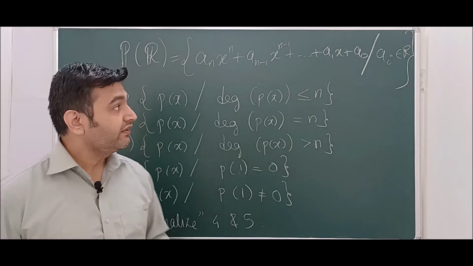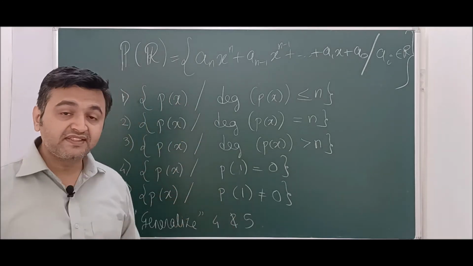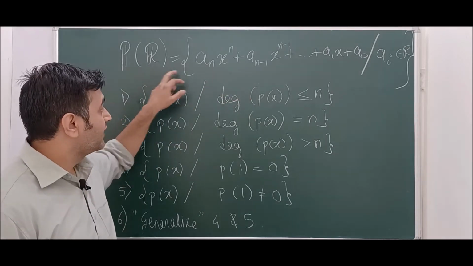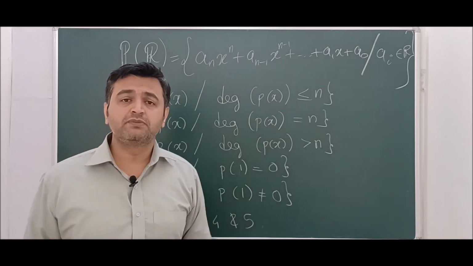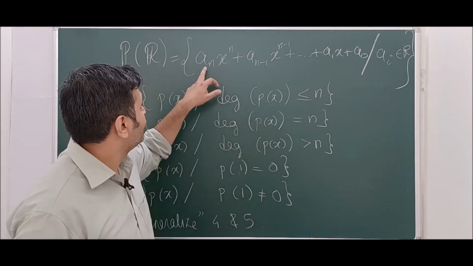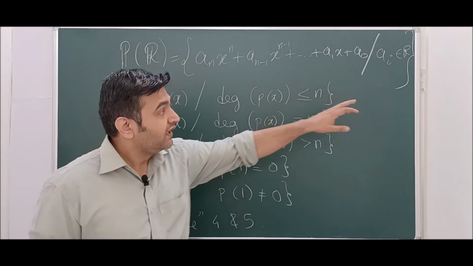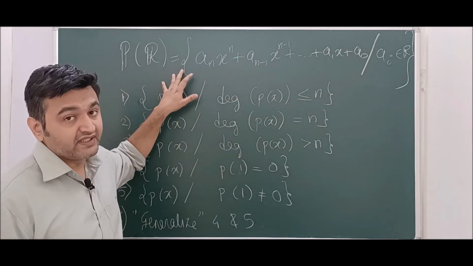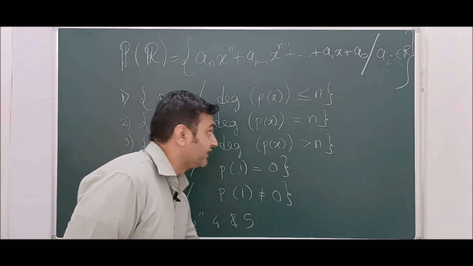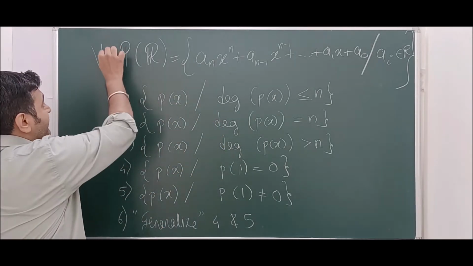Hey everyone, so today we are going to talk about the subspaces of the polynomial space. So what is P of R? It is the collection of all possible polynomials. You take all possible polynomials in the world with coefficients from real numbers, then this collection forms a vector space over the set of real numbers. So we know that this is a vector space. Let me call this my V.